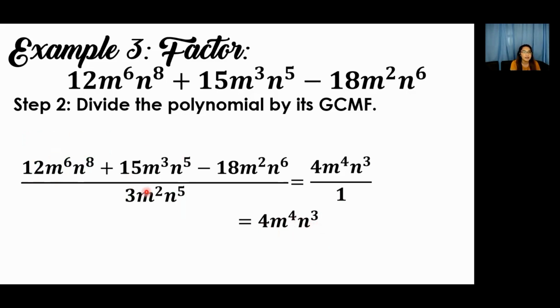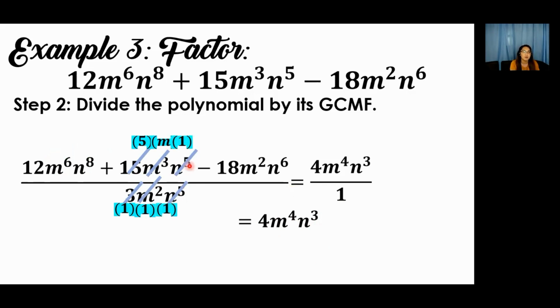Now, punta tayo sa second term. 15 divided by 3. The answer is 5. M cubed divided by m squared. So, ilan pa ang matitira? Meron tayong m to the first power or simply m. And then n to the fifth divided by n to the fifth. So, the answer is 1 only.